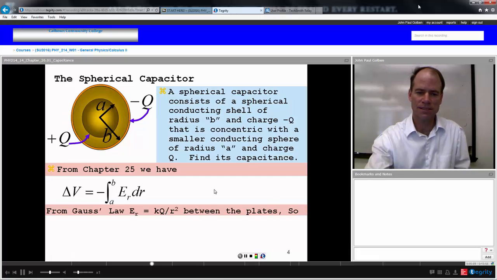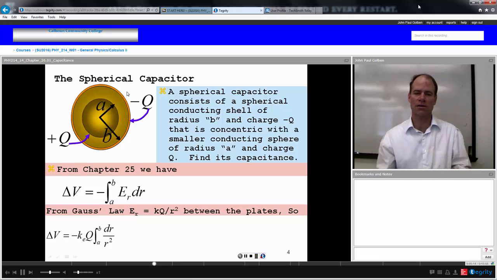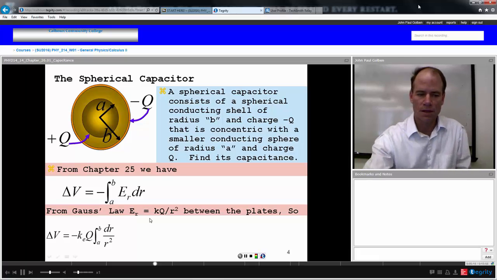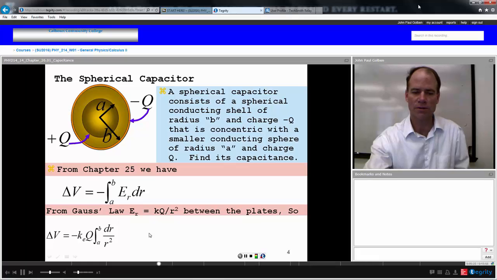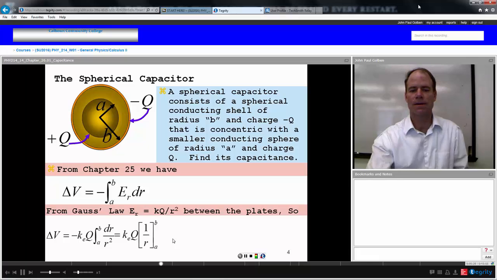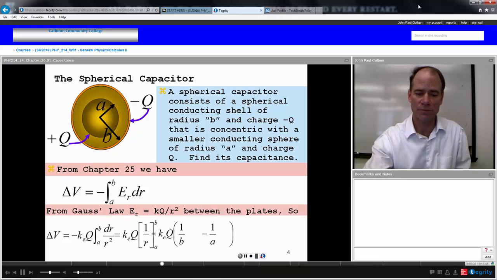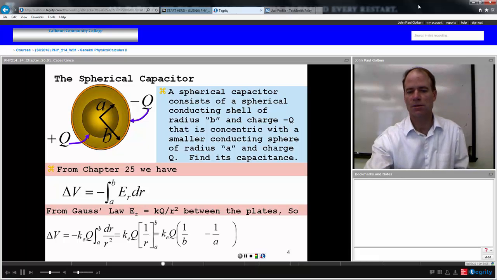In this case, that E field is indeed kq over r squared due to the inner sphere. So we have that the potential difference is negative kq integration from radius A to B, dr over r squared. That's a pretty easy integral. That's just 1 over r, evaluated here from A to B. And so we're going to have kq, 1 over b, minus 1 over a.